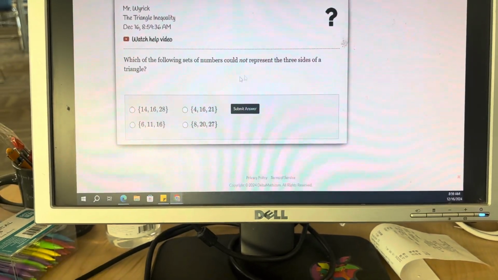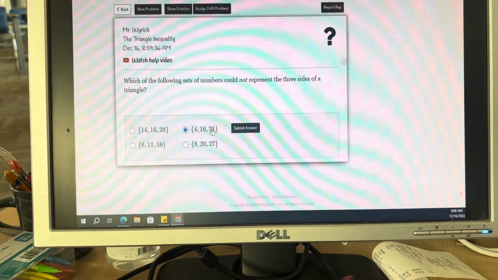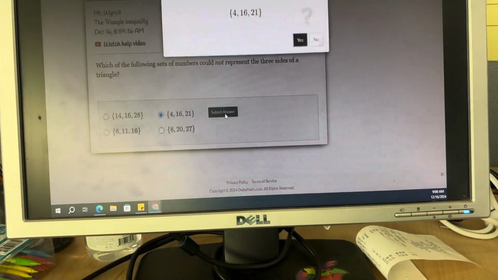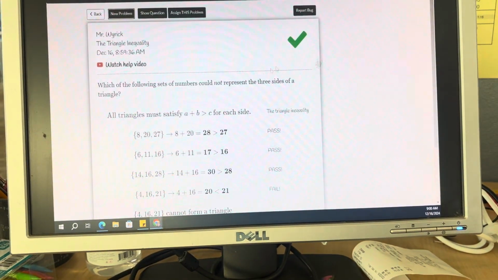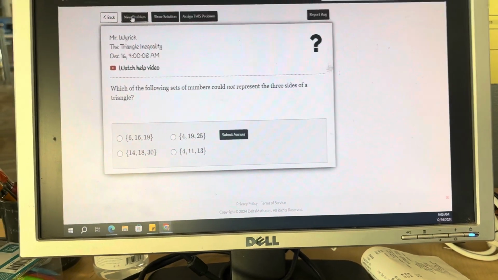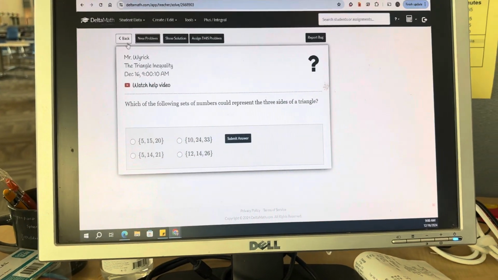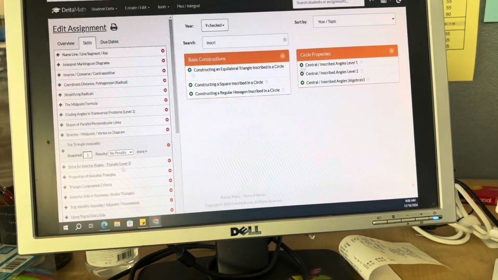Okay, so that's going to be this one right here. 4 and 16 adds together to make 20, and 21 is bigger than that. That will not work to make a triangle. Be sure to check the questions. Some of them say which one could not represent a triangle. Some of them will say which one could represent a triangle. Any two numbers have to add together to be bigger than the third.